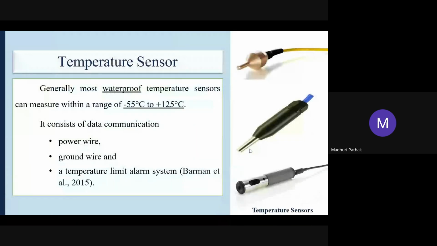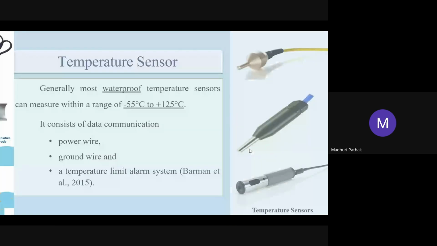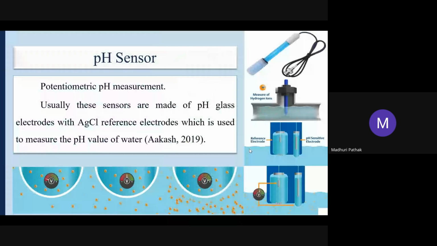Then these are some of the temperature sensors. Generally, these are waterproof temperature sensors which can measure a wide temperature range. It consists of the data communication, a power wire, a ground wire, and a temperature limit alarm system. These are the pH sensors, potentiometric pH measurement. Okay, so pH is nothing but the potency of the hydrogen ion. Usually, these sensors are made of a pH glass electrode with an AgCl reference electrode, which is used to measure the pH value of the water.